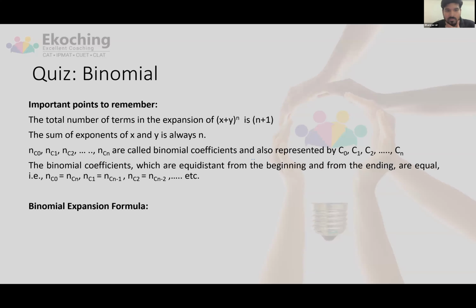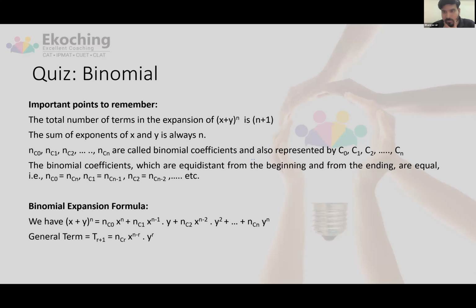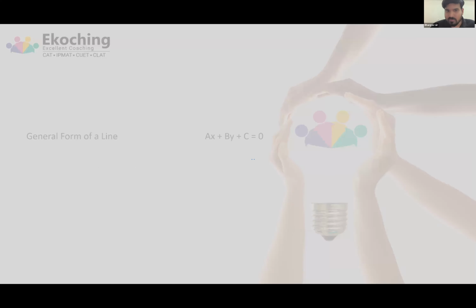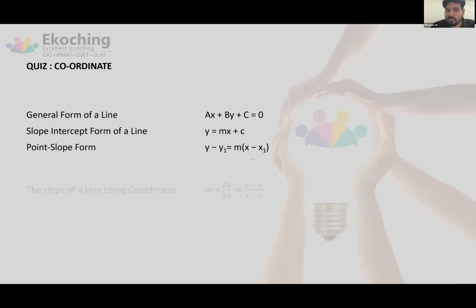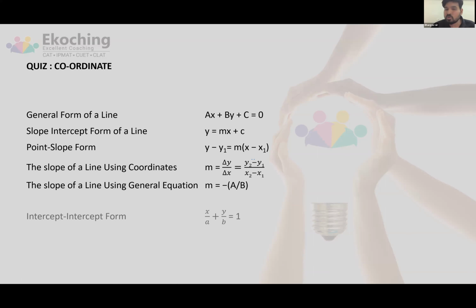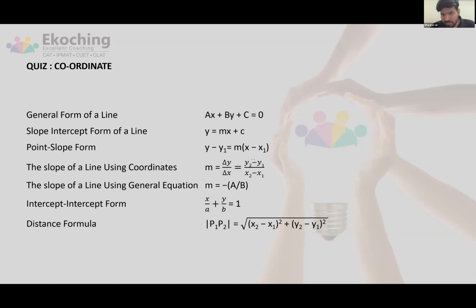Its formulas you have here in front of you, the binomial expansion formula for x plus y whole power n. And then you have the coordinate system, where you have the formulas based on slope, line equation, slope intercept form, general line equation form, distance formulae. For parallel lines, slopes are equal. For perpendicular lines, the product of the slopes is -1. Right? These are some formulae of the coordinate system.